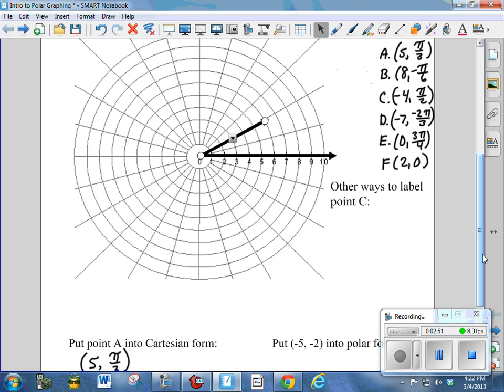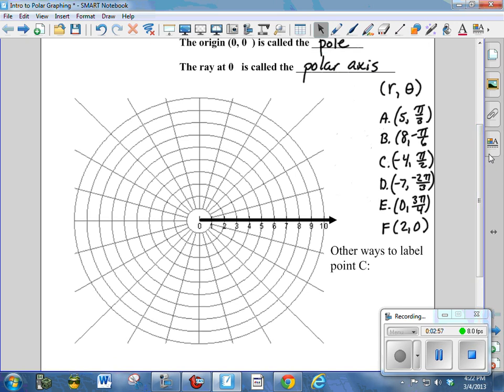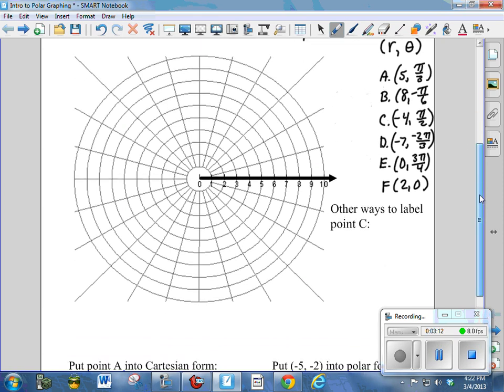I'm going to delete this little ray now, and let's label some points. So using r, theta, when we see this, the first number is our radius. We go out along the polar axis that many units, then we rotate along that particular circle till we get to the angle. And I just realized we need to label these rays first. You'll recall that we're going to do this in radians, because radians are what you're going to use in calculus, so I want you to be as familiar with radians as possible. They're harder to think through than degrees, but you'll get better at them with practice.